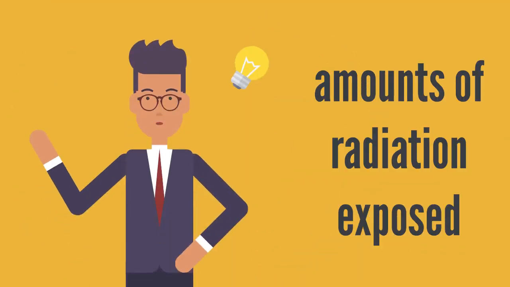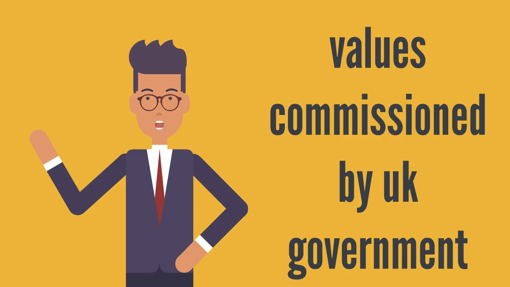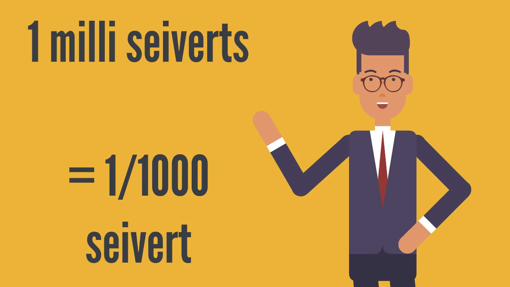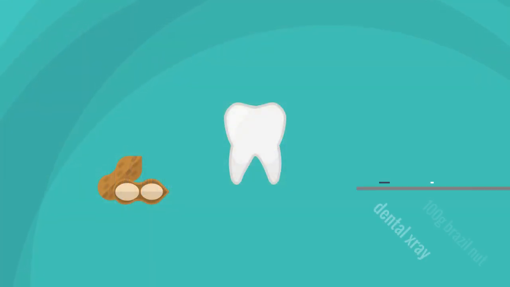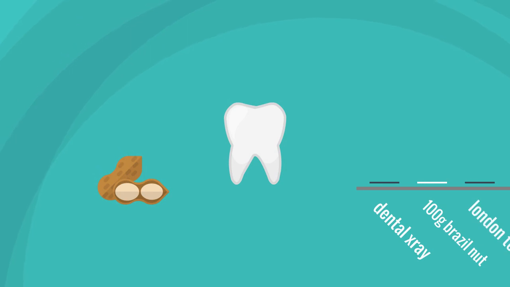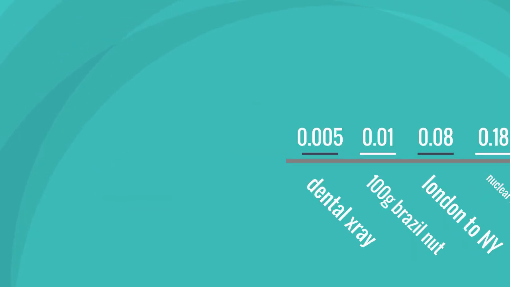Here are some examples which hopefully will give you a feel for the amounts of radiation we're exposed to and how that compares to quantities deemed dangerous. These values have been commissioned by the UK government, and please do bear in mind that the numbers presented are in millisieverts, with 1 millisievert the equivalent of 1,000th of a sievert. By eating 100 grams of Brazil nuts, that's about the equivalent of 2 dental X-rays. They're one of the more radioactive foods as the soil where they are grown is rich in radium.